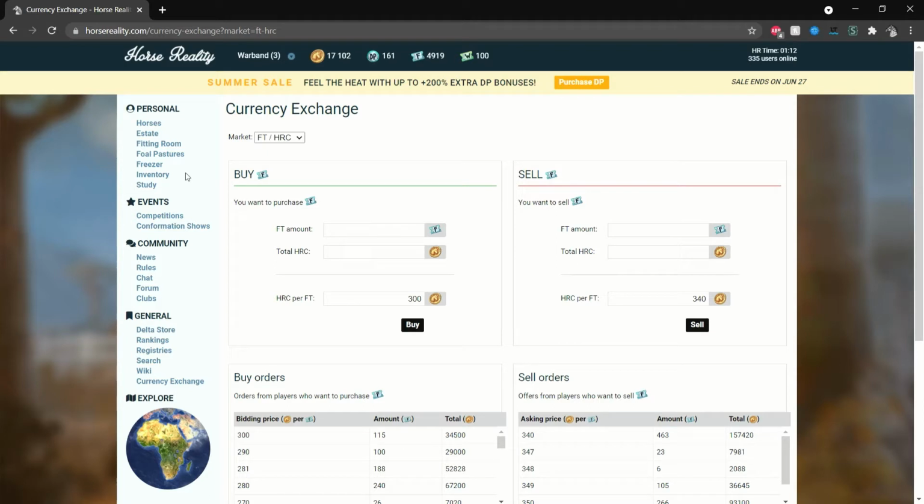Hi guys. So there's been quite a few questions on the help desk forums about the currency exchange market, and so I'm going to go over that today with you guys.